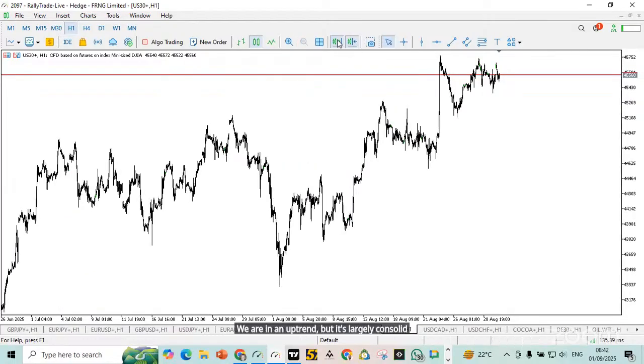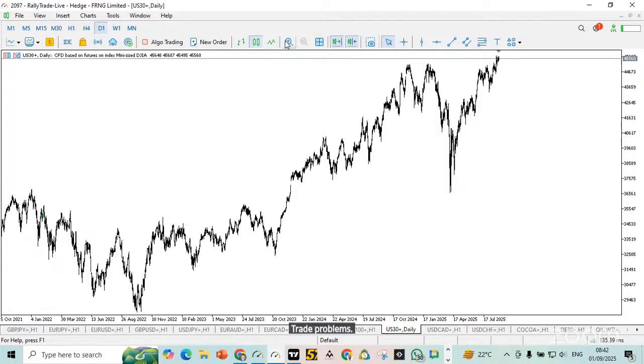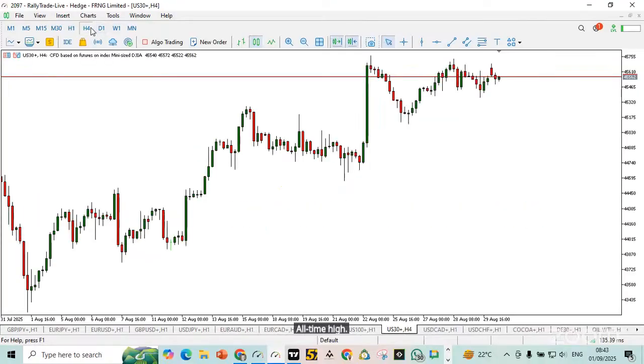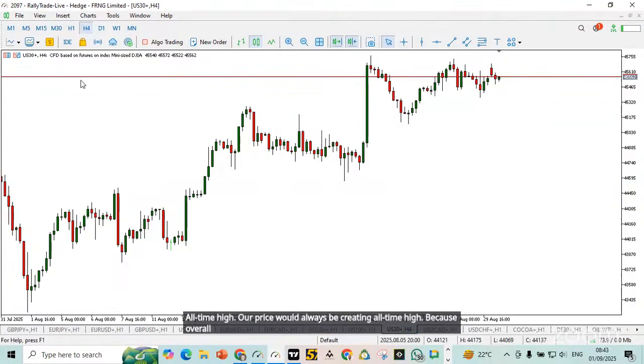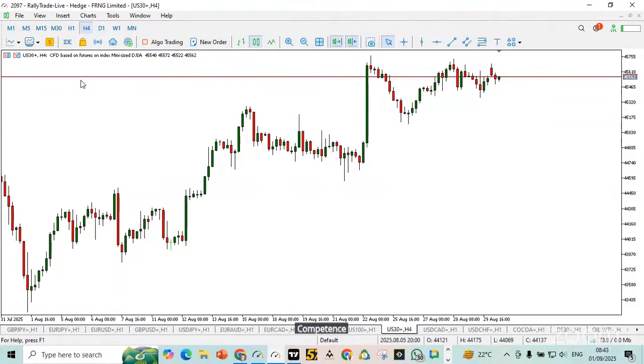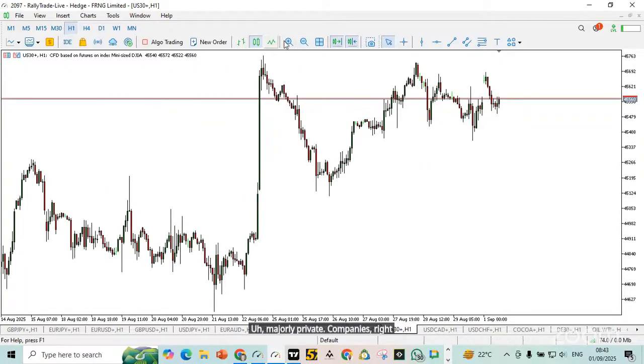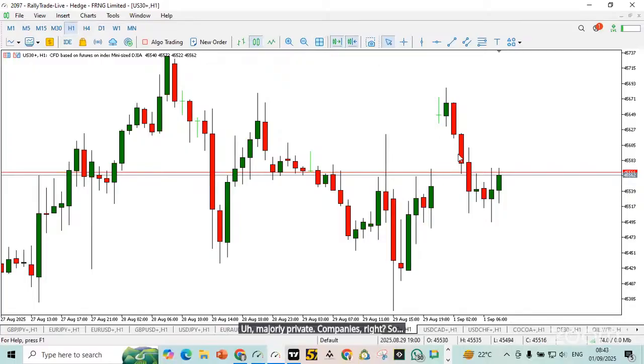How do we position for our trades? Let me go to the higher time frame to check. Okay, it's at its all-time high. Yeah, all-time high. Price will always be creating all-time highs because overall, the index should go up most of the time since it's tied to major private companies, right? So by that analysis alone, we are consolidating in an uptrend.